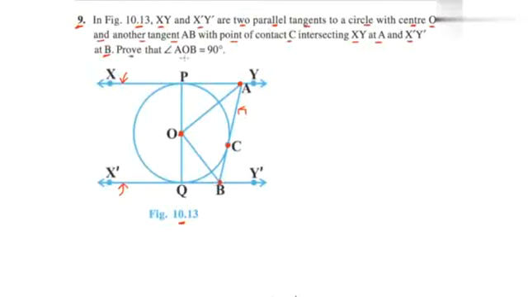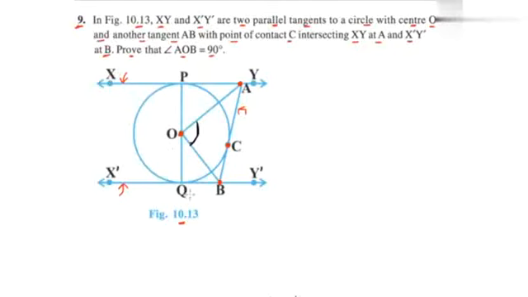Now we have to prove that angle AOB is equal to 90 degrees. So this angle here, angle AOB, which is subtended by the tangent AB at the center O of the circle, we have to show that this angle is equal to 90 degrees.